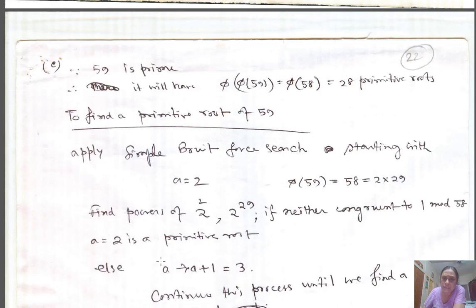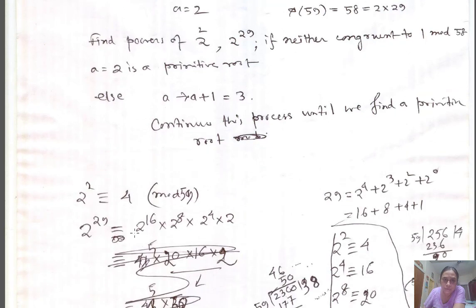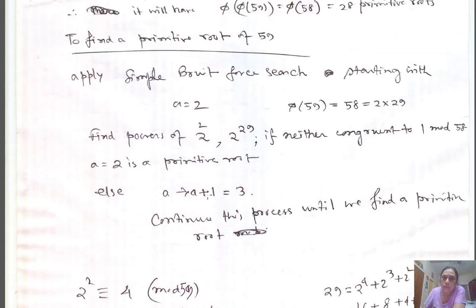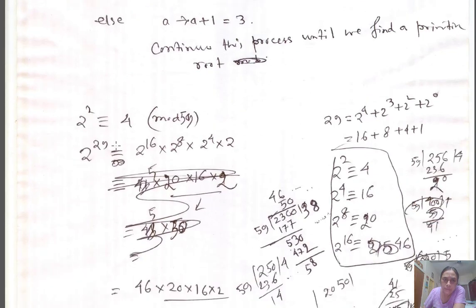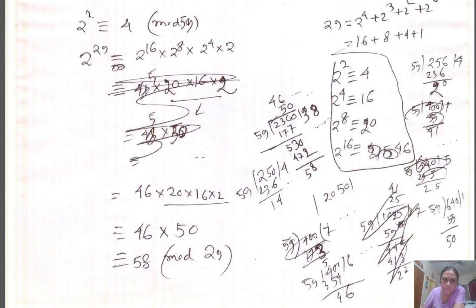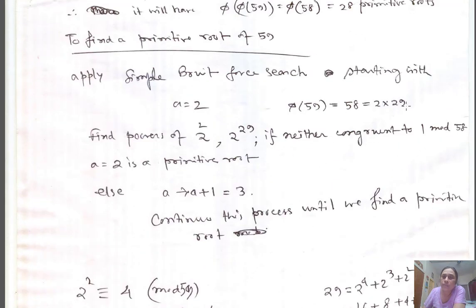If it does not hold, then I will try another a. So 2 squared is not 1, fine. 2 squared is 4, it is not 1. 2 to the power 29 is calculated, and it is also not 1. Okay, so 2 to the power 58 is 1. You don't have to check that one because by Euler's theorem it is certain that 2 to the power 58 is 1. So 2 is a primitive element.